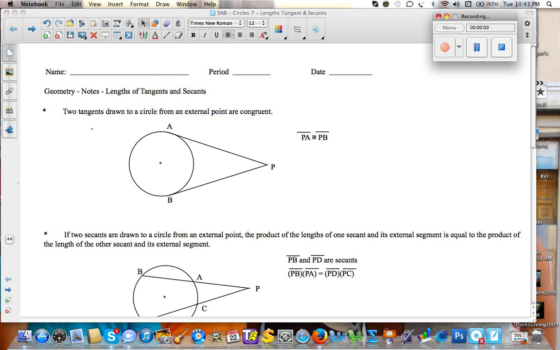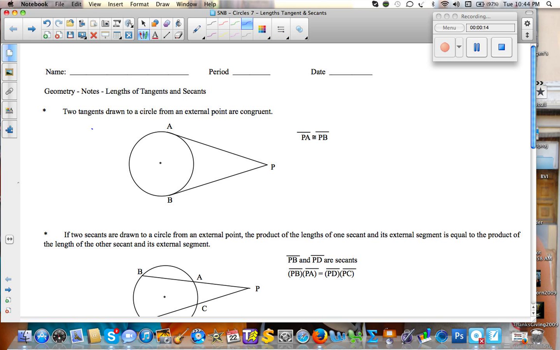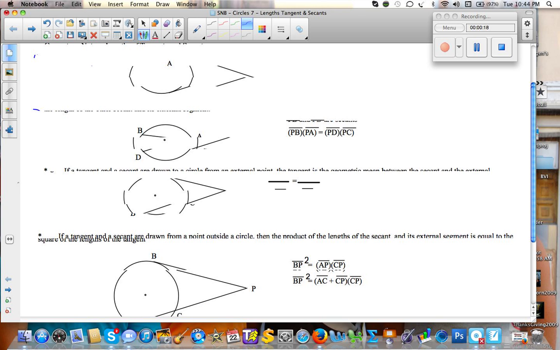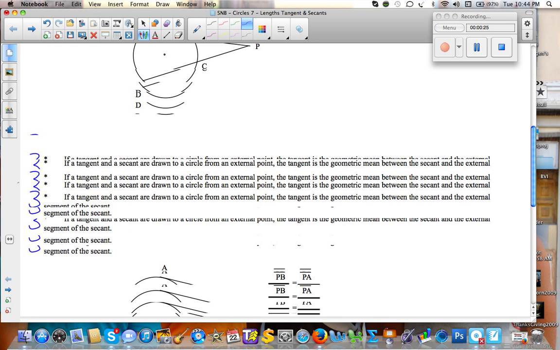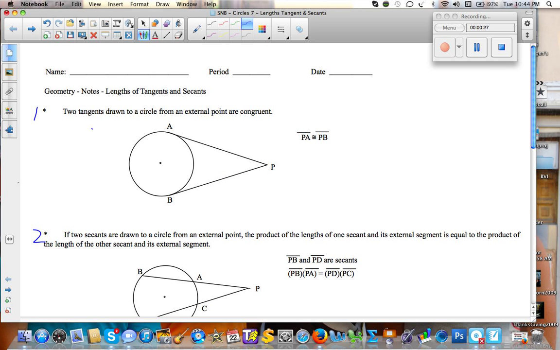Hello geometers, here we are again with Circle 7, Lengths of Tangents and Secants. Today we only have 4 items that we have to cover, so let's number them. 1, 2, we have 3 and 4. Okay, so just like yesterday's, you have to know and memorize these, starting off with number 1.